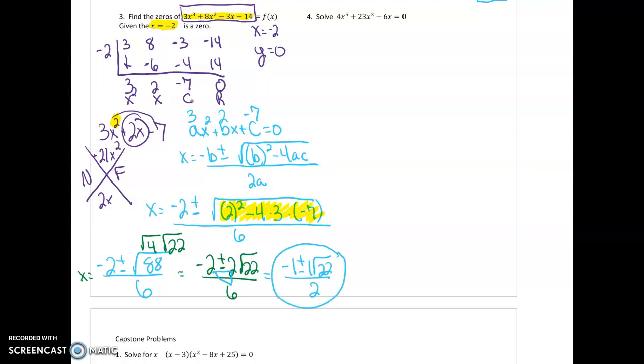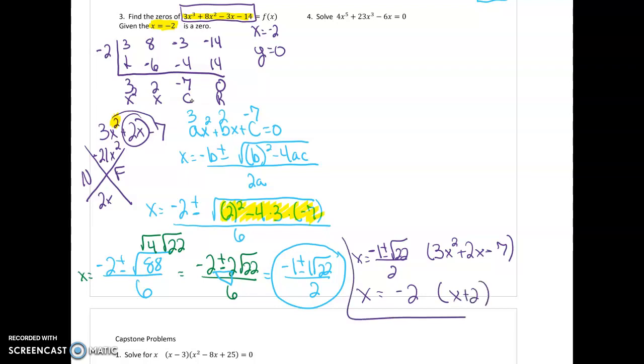So what are my answers? Kind of ran out of room. So one answer is this. Actually, two answers because we have the plus or minus. And the factor that got me that was this. My other answer is the one that I used in my synthetic division, and the factor that would have gotten me there is this. So I am looking for you guys to write that.